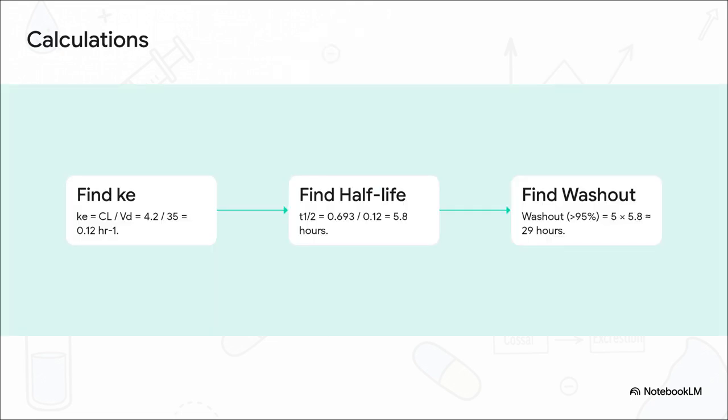Let's execute this systematically. Step 1. Find k. Clearance divided by Vd is 5 over 40. That equals 0.125 per hour. Step 2. Find the half-life. We take 0.693 divided by our k of 0.125. That gives us a half-life of 5.5 hours. Finally, step 3. We know that eliminating more than 95% of a drug, a total washout, takes about 5 half-lives. So 5 multiplied by our 5.5-hour half-life equals 27.5 hours. We can confidently say it takes roughly 28 hours to completely wash this drug out of the patient's system.